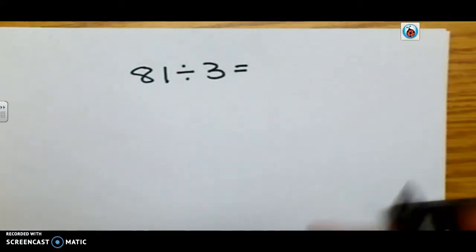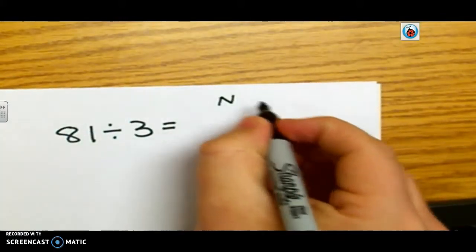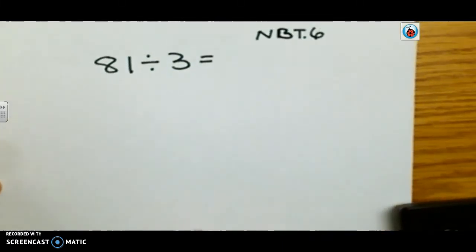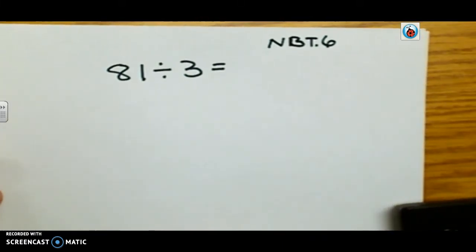Hey class, so we're going to be starting a standard called NBT.6, which is using multiple different strategies for larger division. So in our NBT.6, what we're going to be really focusing on is those different strategies. Today we're going to do place value drawing.